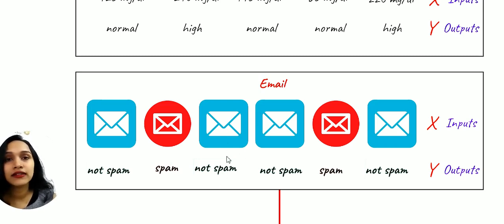And based on the learned relationship, when there is a new email, our supervised machine learning model will be able to classify it into either of these categories, whether that email is spam or whether that email is genuine. So this is how a supervised machine learning model works.